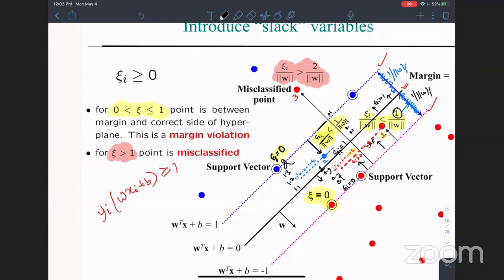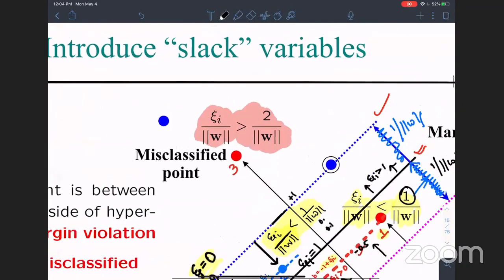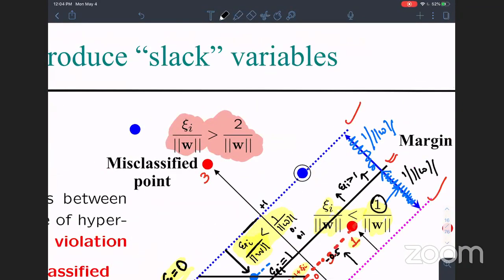It can be within that tube between the black line and the dotted line. But it should not go beyond eta by w, right? No, it can go. That distance is eta i by w, but the value can also cross that. See this one, the top point, 0.3. It has gone beyond 2 by w. So that is a misclassified point.